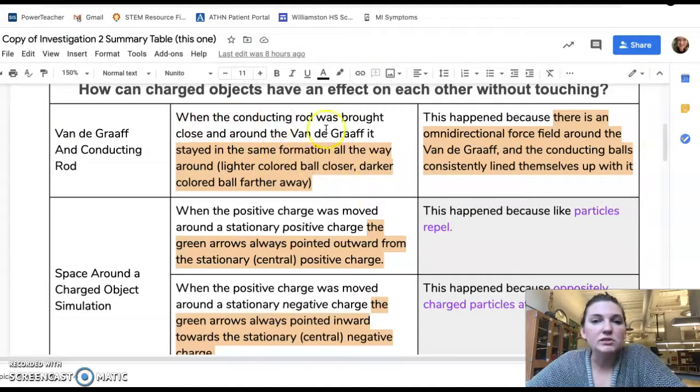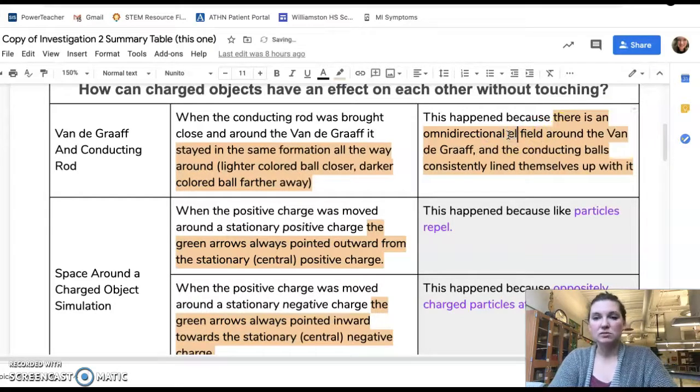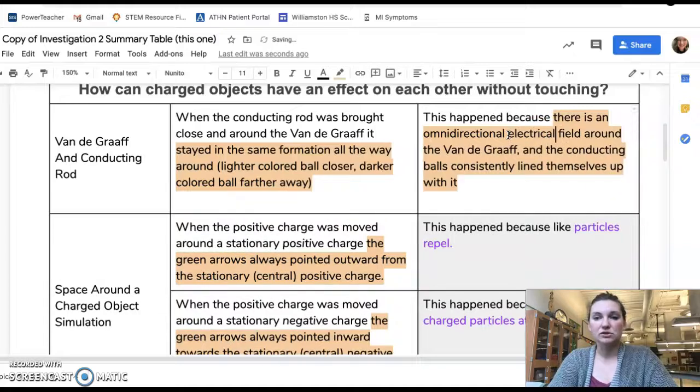and when the conducting rod was brought close and around the Van de Graaff, it stayed in the same formation all the way around, so the lighter colored ball was closer and the darker colored ball was farther away. This happened because there is an omnidirectional force field around the Van de Graaff, and the conducting balls consistently line themselves up with it. Okay? And I'm going to even change this. I'm going to say an omnidirectional electrical field, because that's more precise there.